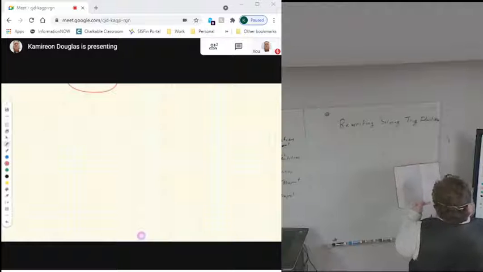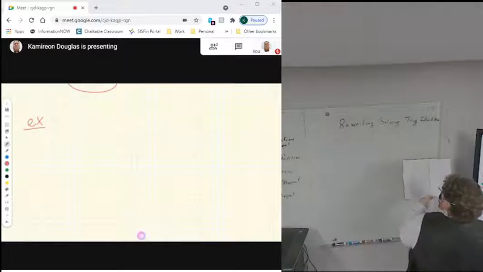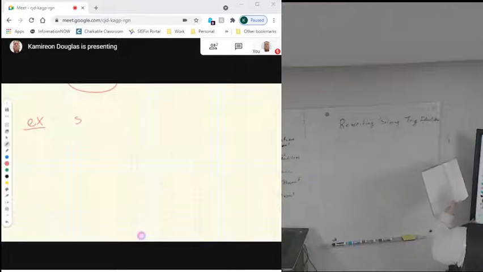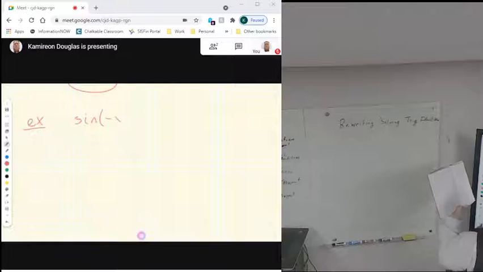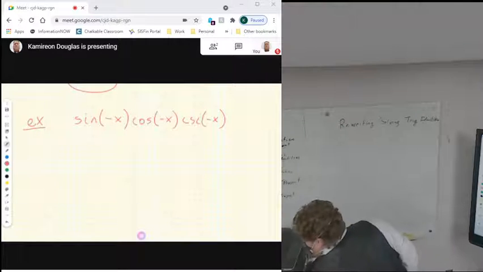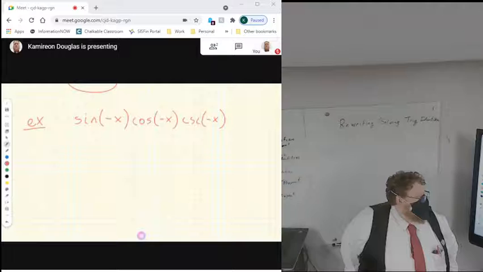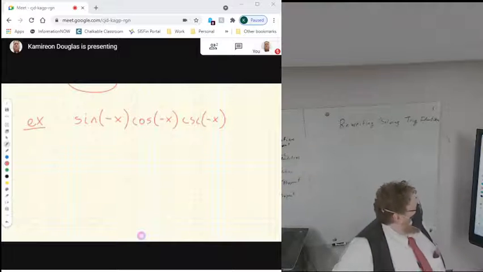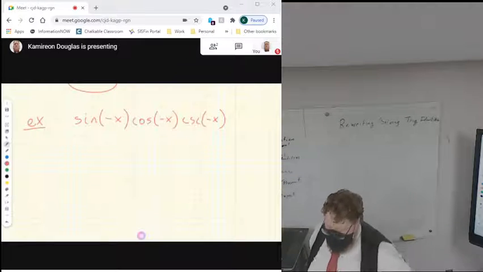Next example. This is one we've seen last week. So sine of negative x times cosine of negative x times cosecant of negative x. Again, my goal, reduce complexity.